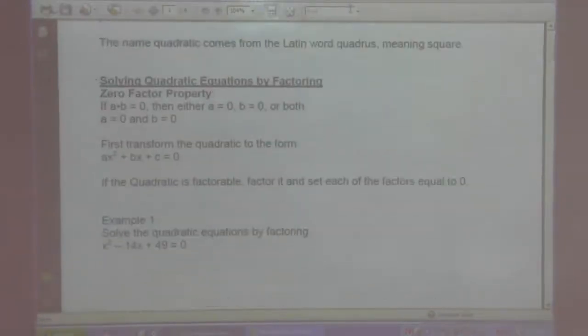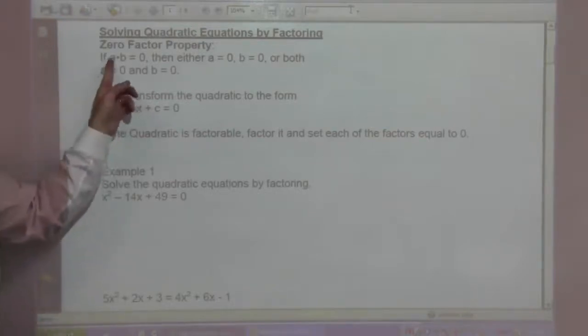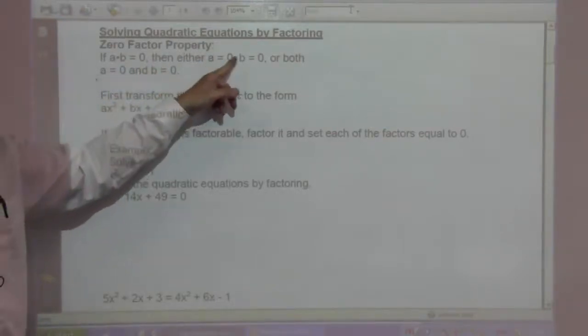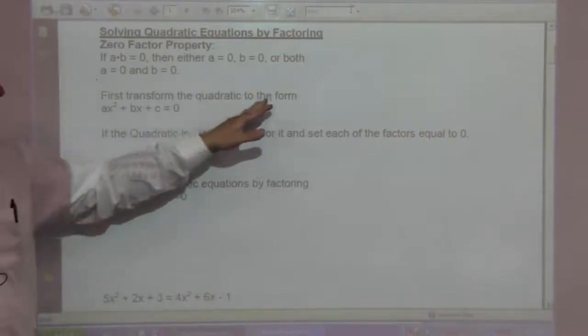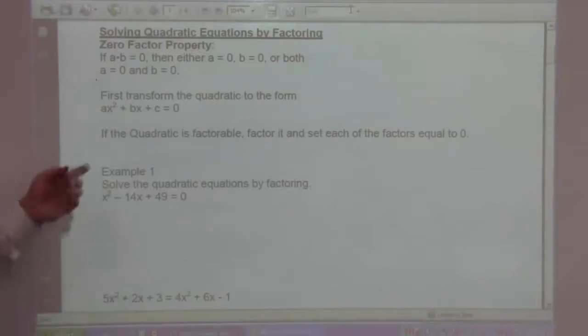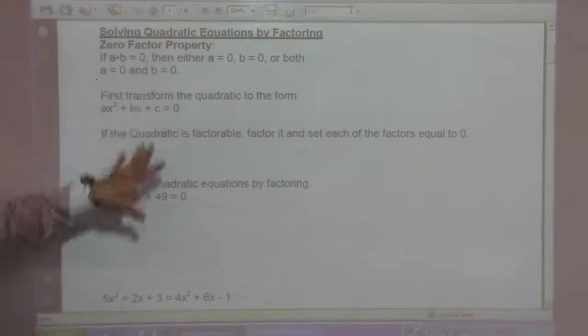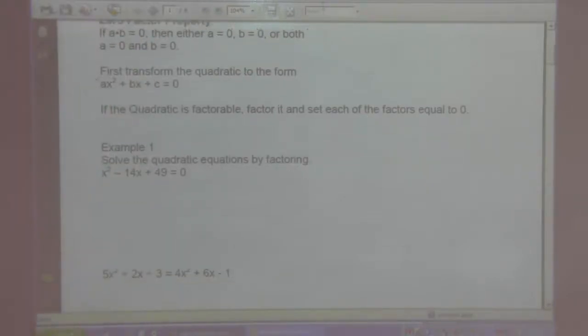So, solving quadratic equations by factoring, the zero factor property: if a times b is 0, then either a is 0 or b is 0 or both are 0. The first thing you're going to do is transform the quadratic to look like this: ax squared plus bx plus c equals 0. If the quadratic is factorable, factor it and set each of the factors equal to 0. So the first way to solve these equations is by factoring. And we're pros at factoring by now, I'm sure.